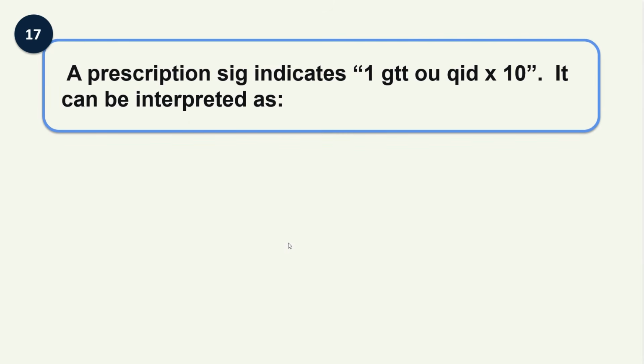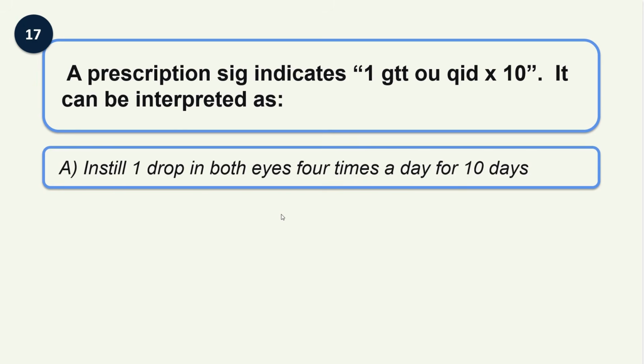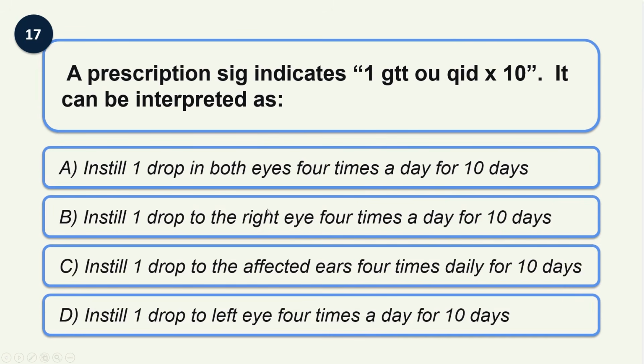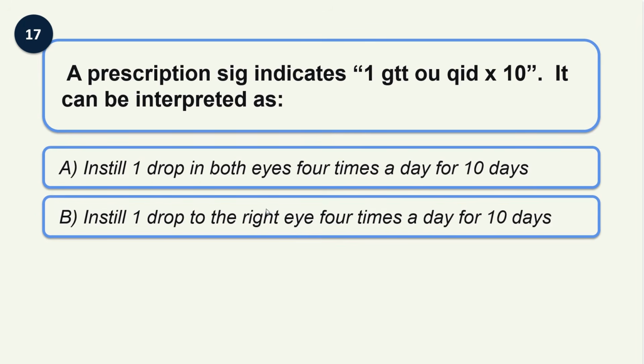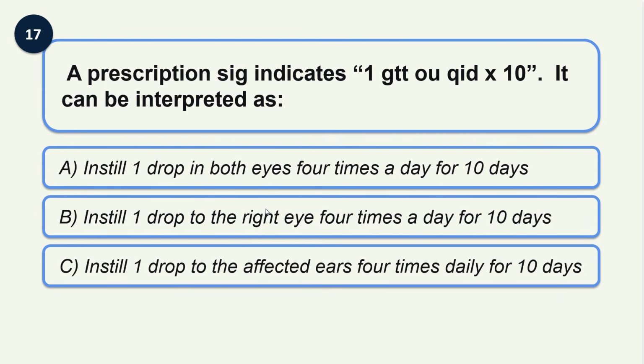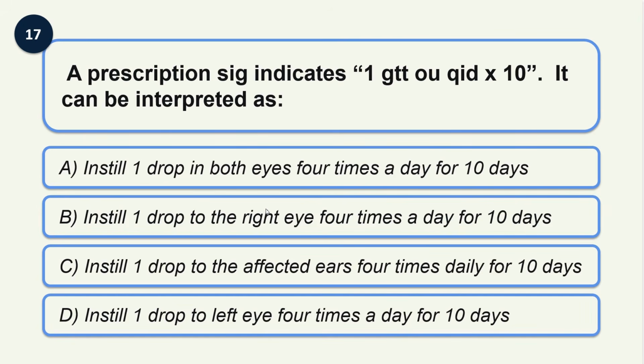Next, a prescription SIG or direction indicates 1 GTT OU QID 10 days. It can be interpreted as A. Instill 1 drop in both eyes 4 times a day for 10 days. B. Instill 1 drop to the right eye 4 times a day for 10 days. C. Instill 1 drop to the affected ear 4 times daily for 10 days. D. Instill 1 drop to the left eye 4 times a day for 10 days. The correct answer is instill 1 drop in both eyes 4 times a day for 10 days.